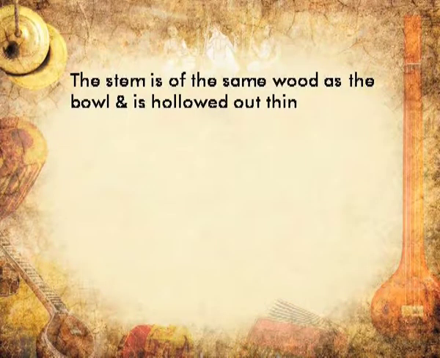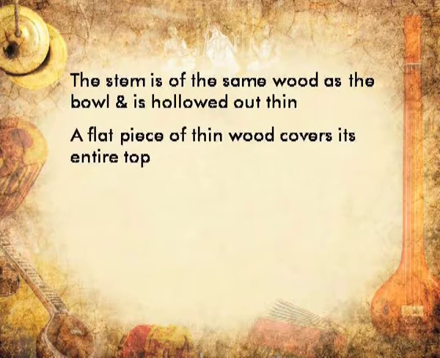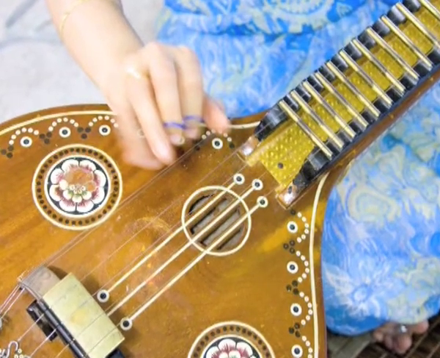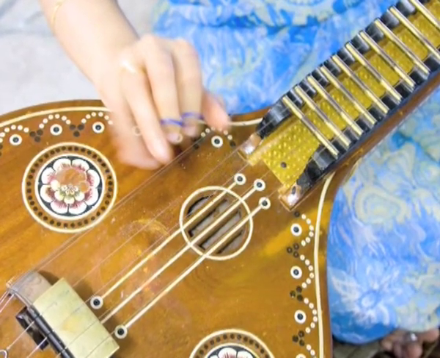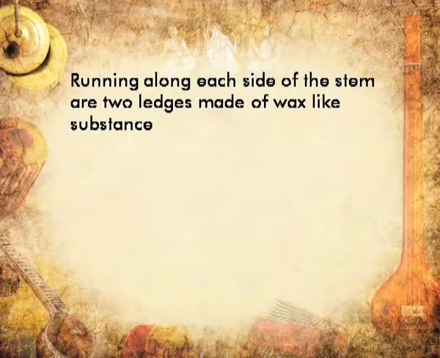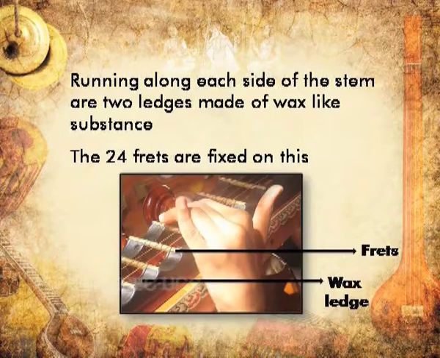The stem is of the same wood as the bowl and is hollowed out thin. A flat piece of thin wood covers its entire top. The stem is broad at the bowl end and gradually tapers towards the other end. Running along each side of the stem are 2 ledges made of wax-like substance, and on these ledges are fixed the 24 frets.